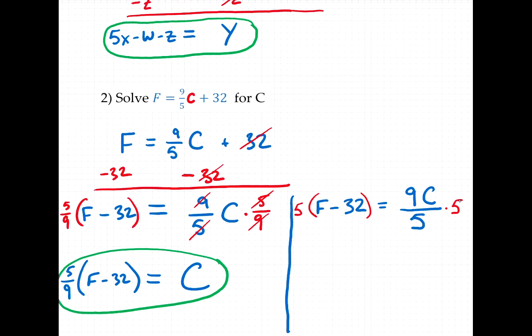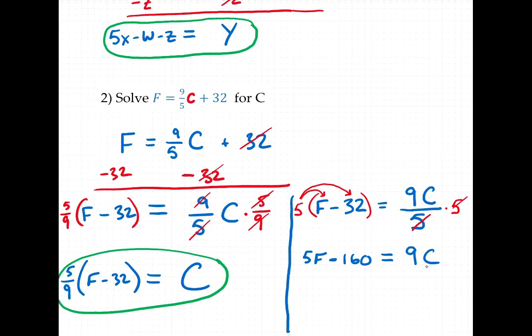So on the right, the times 5 and the divide by 5 cancel, and we're left with 9 times c. And on the left, we can multiply 5 times f, and 5 times the minus 32. So 5 times f is 5f, and 5 times a minus 32 is a minus 160.